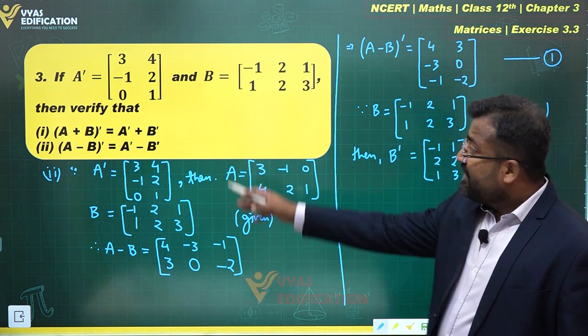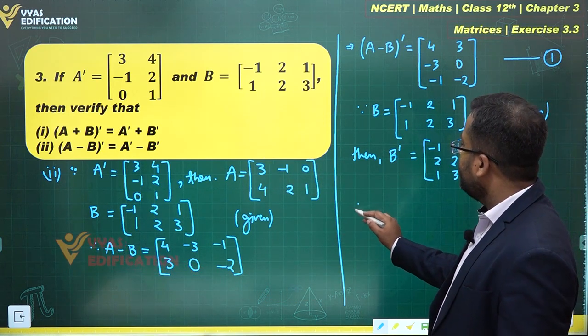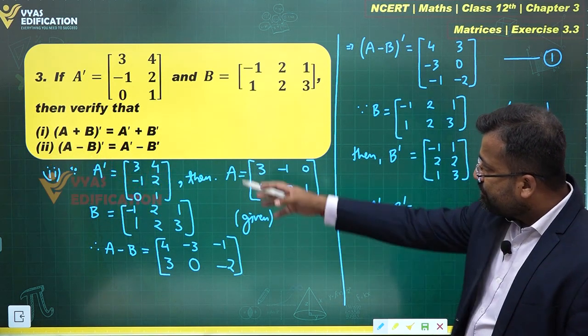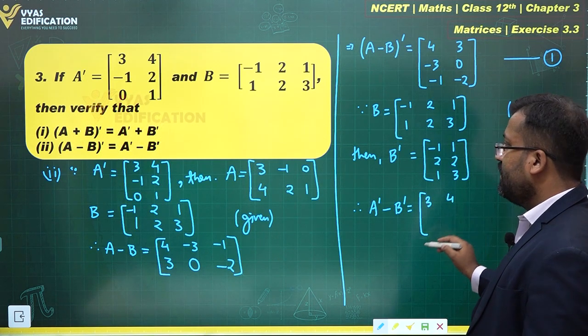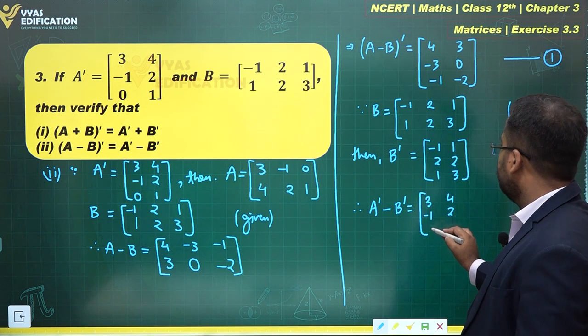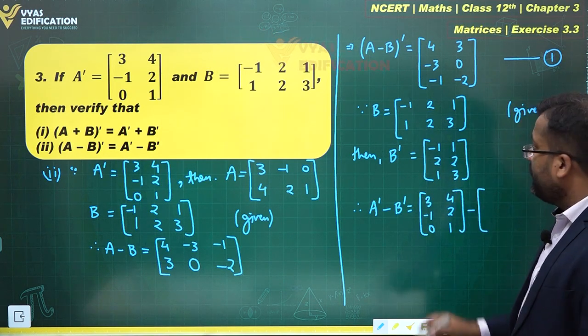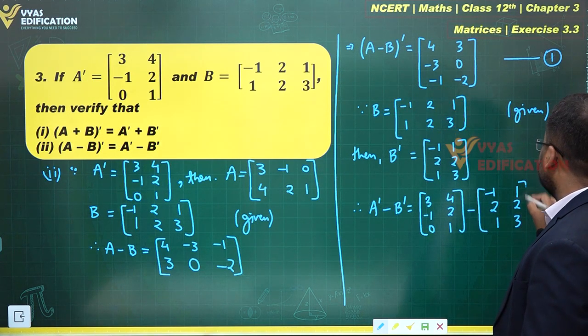Can we find A transpose minus B transpose very easily? Yes, that's what is required. So therefore, A transpose minus B transpose is equal to what? A transpose is already known, given. This is 3, 4, minus 1, 2, 0, 1. This is the matrix over here. And what is B transpose? B transpose has already been found. Let's use that. 2, 2, 1, 3. This is what I get.